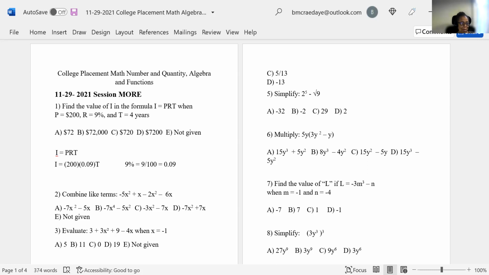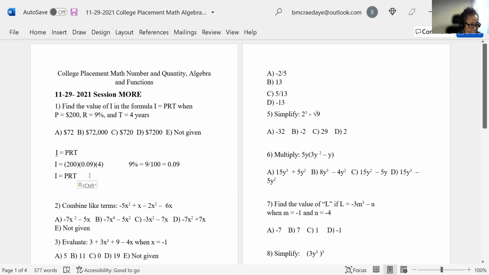Now, what about the time? How do you express the time? What is the T value? 4 years. That's right. And the time is always in years. So this would be then times 4. All right, Maureen. Multiply that out. Tell me what you get. 200 times 0.09 times 4.